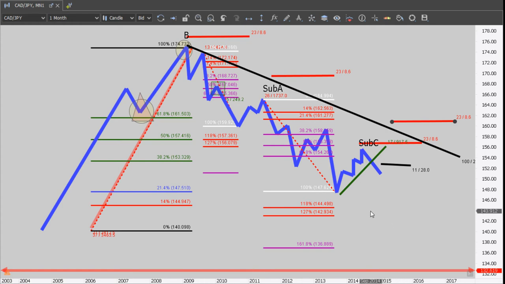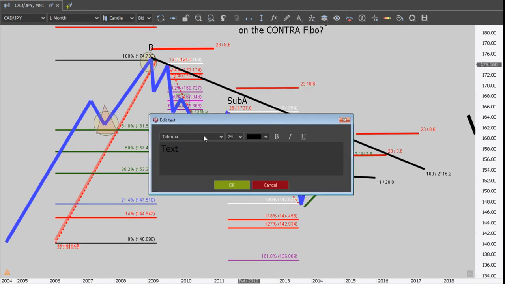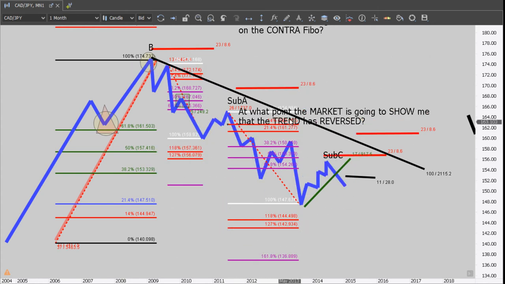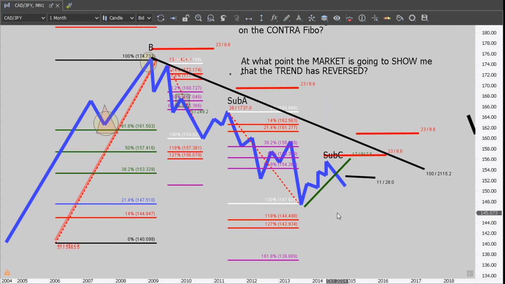Question for the beginner traders. And that question is also used by professional traders. At what point is the market going to show me that the trend has reversed? This is the question professional traders ask themselves. Okay, if you want to put the stop loss, at what point is the market going to show me that the trend has reversed? So I have a confirmation, yes sir.